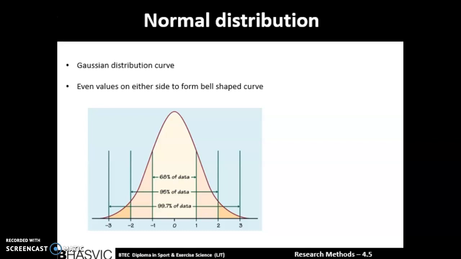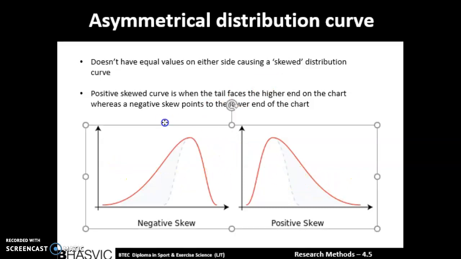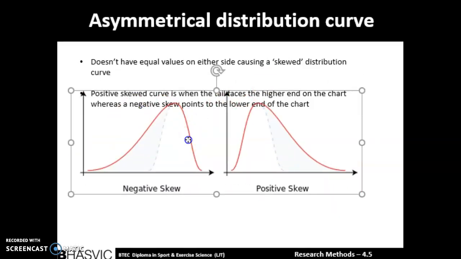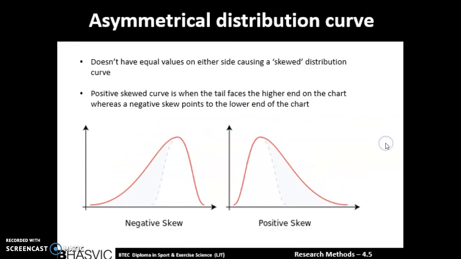So moving on. Asymmetrical distribution curve. This is the opposite of a normal distribution curve, and it doesn't have equal values on either side, and this is what causes the skewed distribution curve, which is what you can see as a negative skew and a positive skew. So a positive skew curve is when the tail faces the higher end of the chart, whereas a negative skew points to the lower end of the chart.